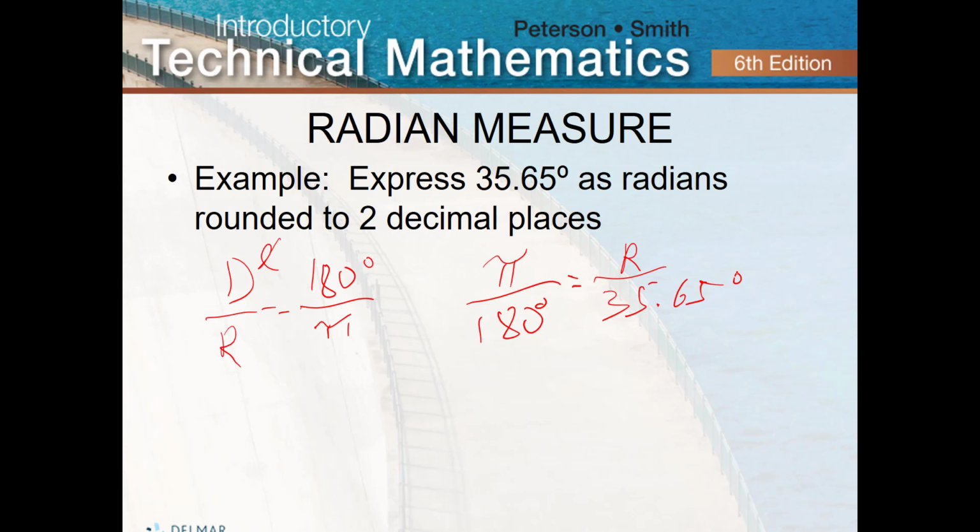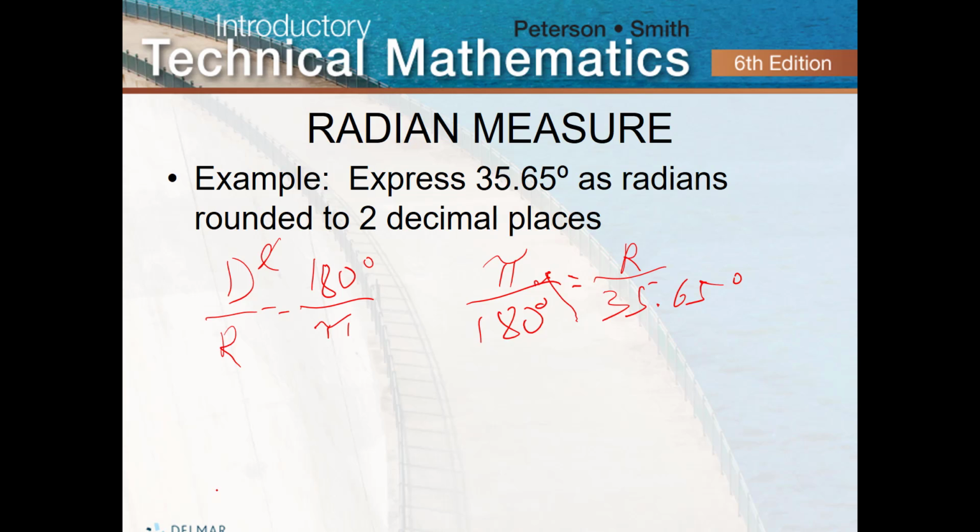Sorry, lost my train of thought. All right, so we just bring this up top, and we're going to say 3.14 times 35.65 degrees divided by 180 degrees, and that's going to give us approximately 0.62 radians.